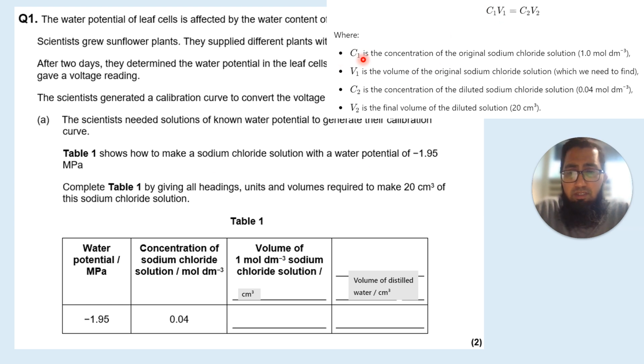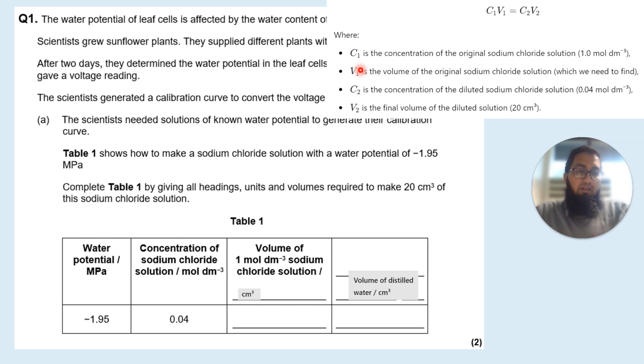Read the question, and then you should have come to this conclusion that C1, the original, is 1 mole DM minus 3. Have a look at the hints. Where can you see concentration? 1 here, mole DM minus 3. I can see 1 mole DM minus 3 there. Anywhere else I can see here? It even says a concentration 0.04 mole DM minus 3. Which one's bigger? 0.04 or 1? Obviously 1. So 1 has to be C1, the original stock solution.